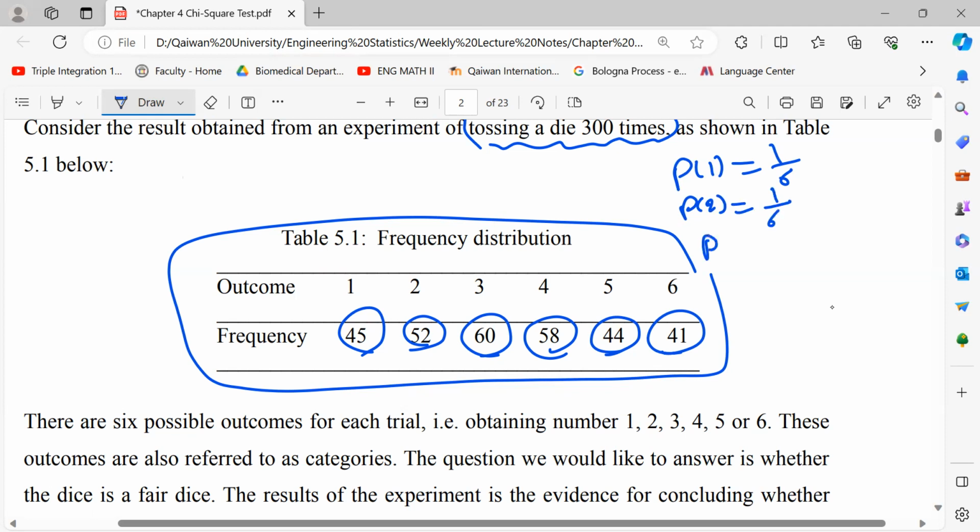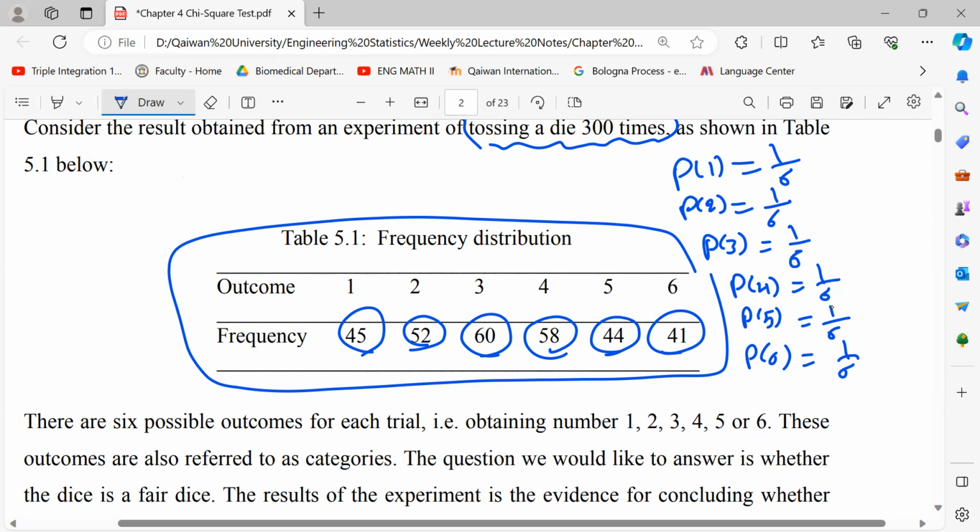How about the probability of 3? Still the same. Probability of 4, probability of 5, 1/6. And the probability of 6 is still 1/6. Look, the probability of all outcomes must be the same if the dice is a fair dice.